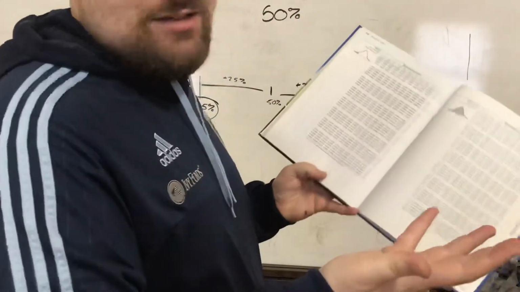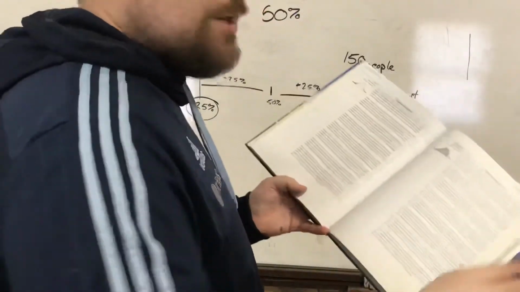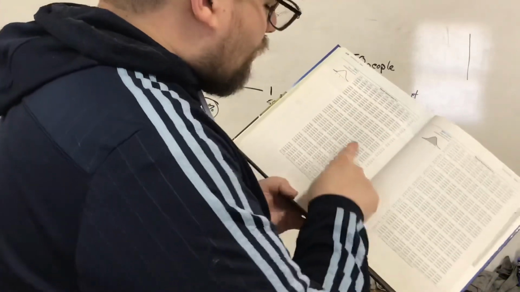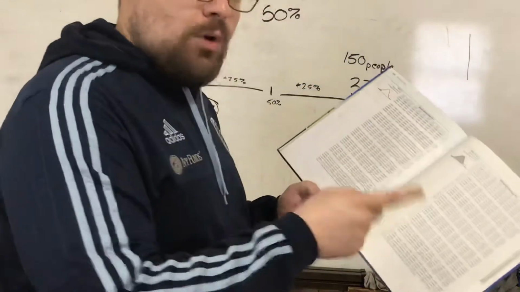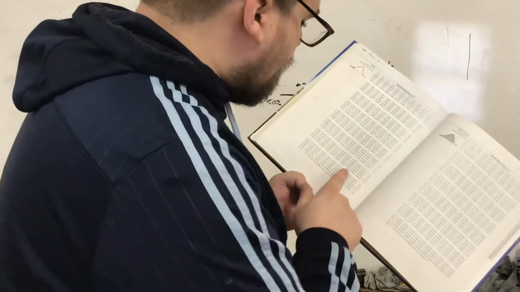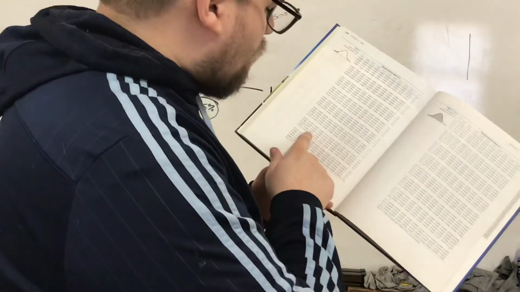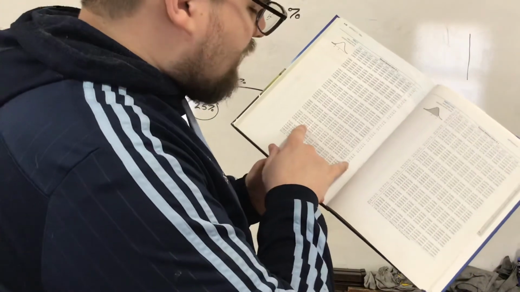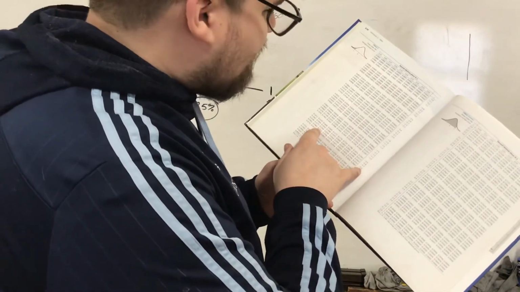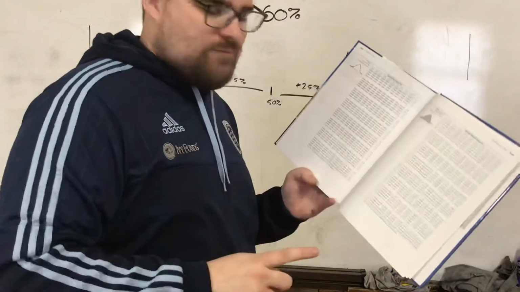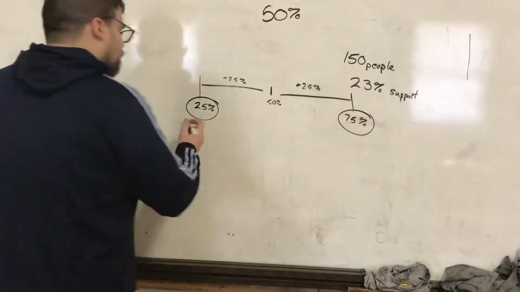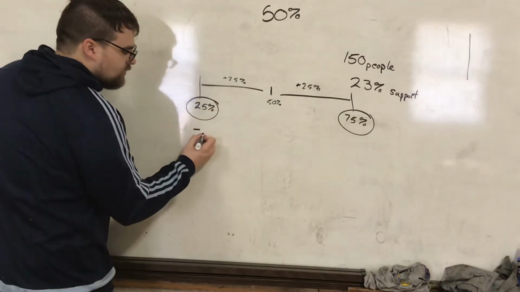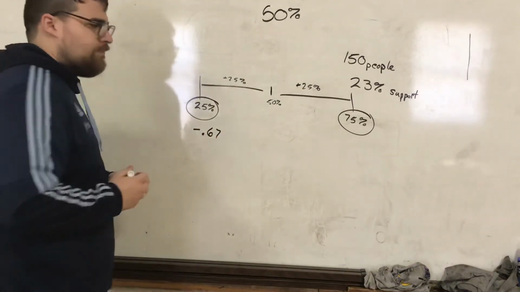I know you can't see this on the video, but you'll have the document. And if we're looking for the 25th percentile, that's going to be 0.25, right? Well, I'm seeing down here we have right about 0.25 at negative 0.67. That's what I'm finding, negative 0.67. The z-score of the 25th percentile is negative 0.67.